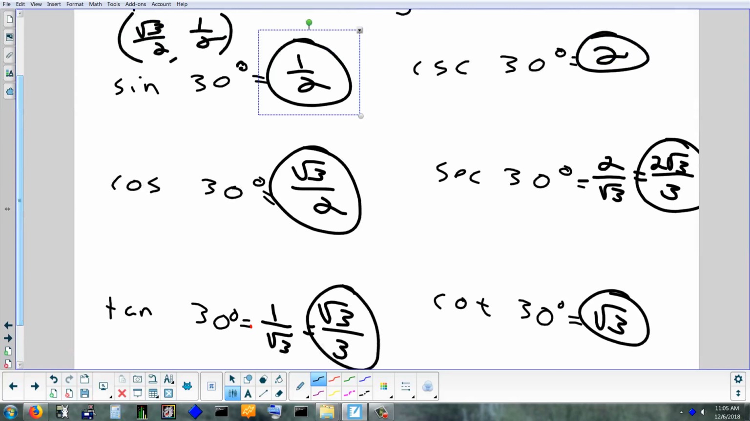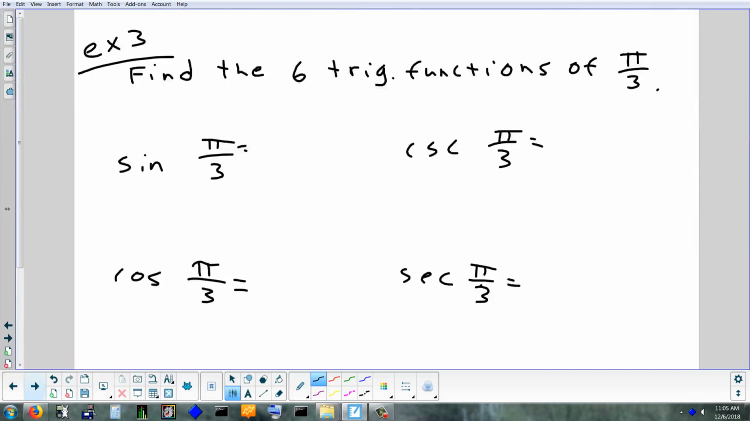Any questions on those? Okay. So the last basic one we have is the 60. Okay, that's what pi over 3 is, 60 degrees. So there's 2 ways to get the coordinate. Either memorize it, or you can make your sketch. Figure out which side is the short side, which side is the long side, and that'll tell you the coordinate.